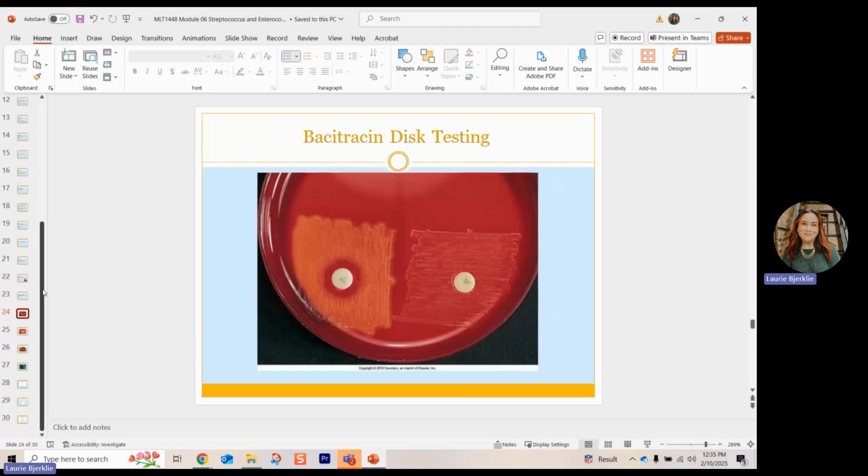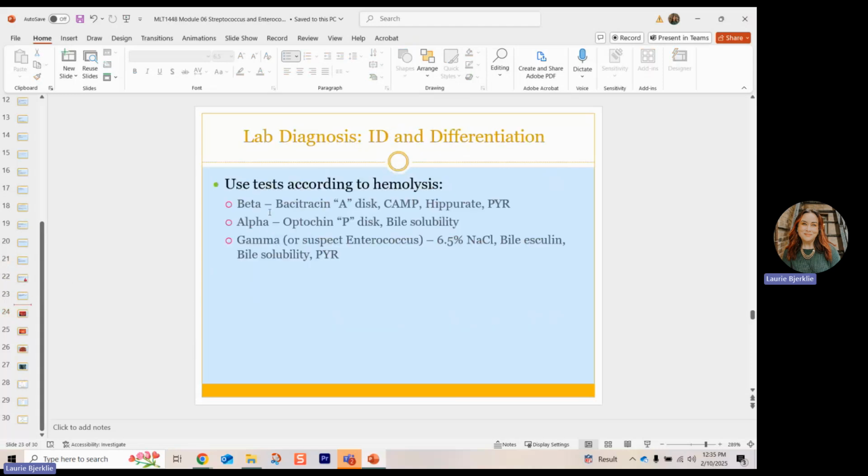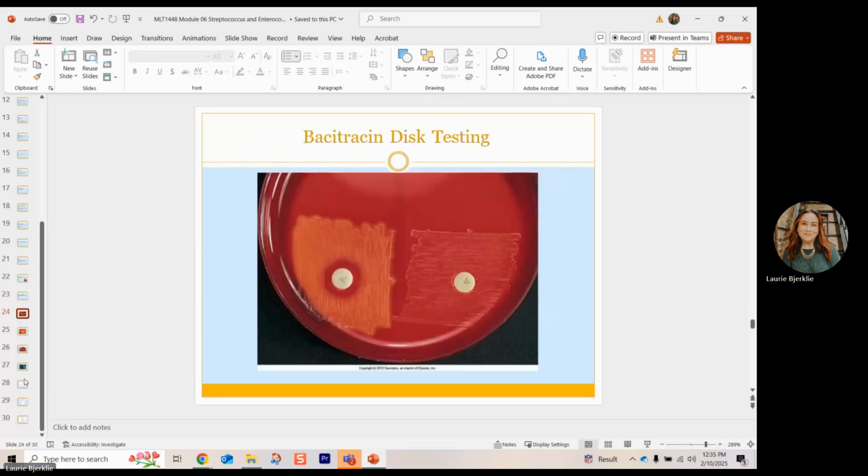So again, bacitracin is done with the beta hemolytic strep. Those are your strep pyogenes and strep agalactiae. Strep pyogenes is very much bacitracin susceptible. The reason it's called the A-disc is it's looking for strep pyogenes, which is group A strep. So that's why they call it the A-disc. It has the letter A on it. It is looking for group A strep.